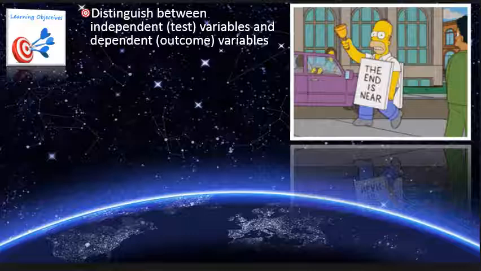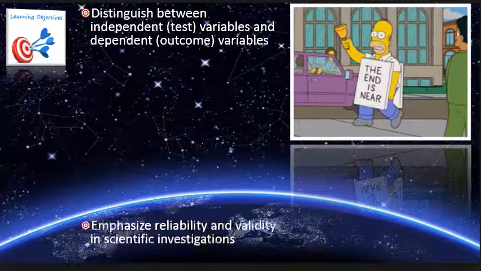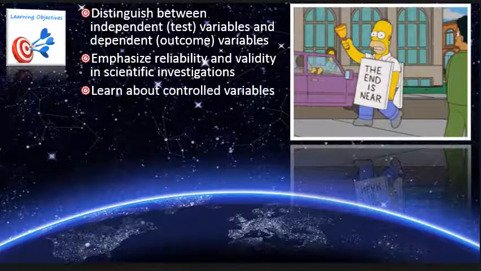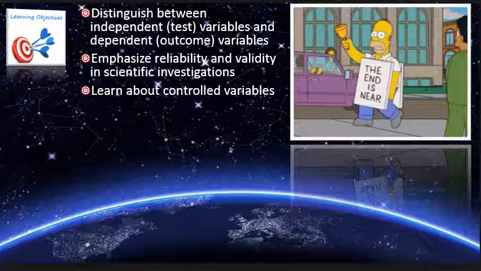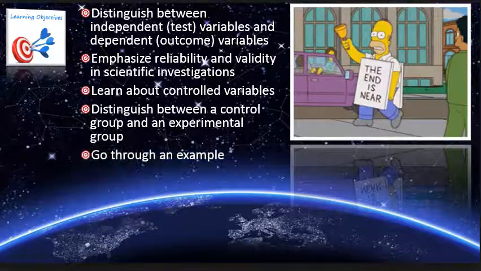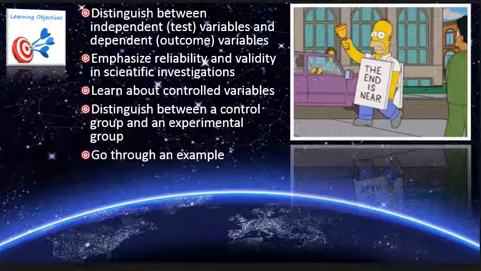Alright, so hopefully you got a little bit more information on the independent variable versus the dependent variable. We talked a little bit about reliability and validity in scientific investigations. We talked about controlled variables, distinguished between control groups and experimental groups, and then we went through an example. Alrighty then, all set for now.